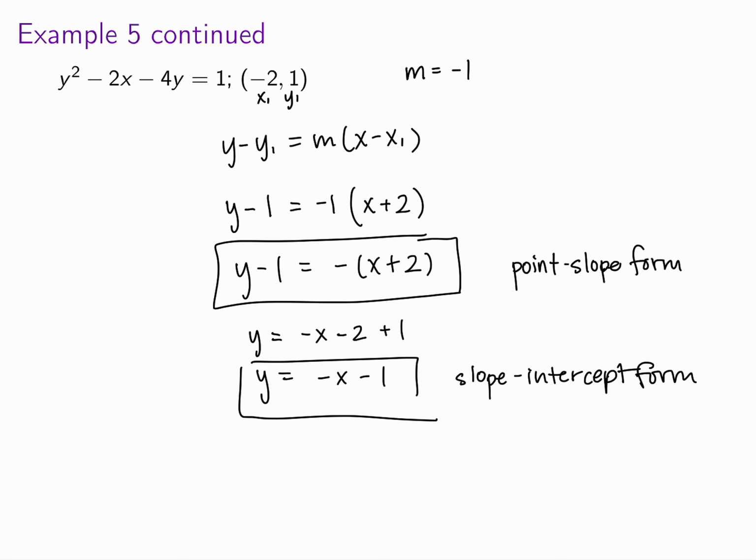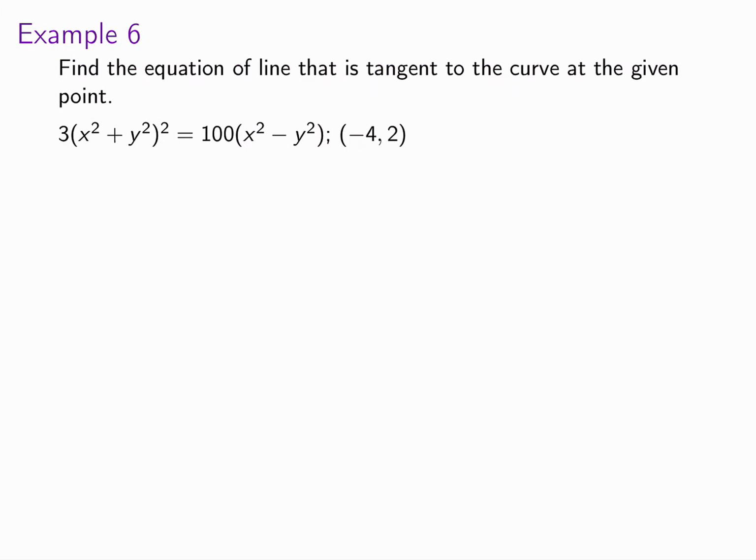Okay, so there is the equation of the tangent line. All right, let's do one more example. Let's do one more where we're finding the equation of the tangent line. So we're given this curve, 3 times (x squared plus y squared) squared equals 100 times (x squared minus y squared), and our point is (-4, 2).